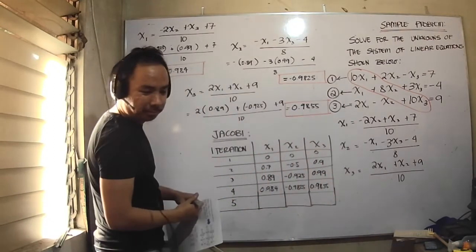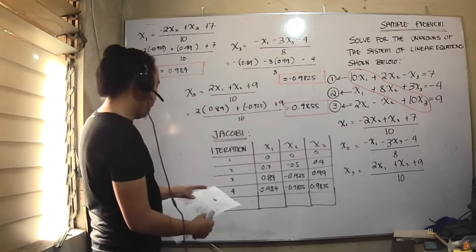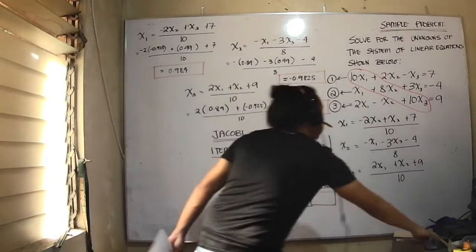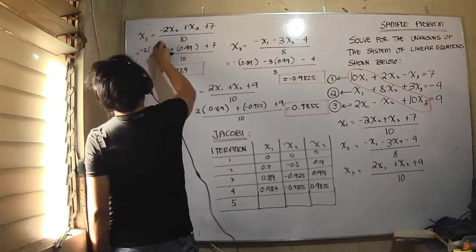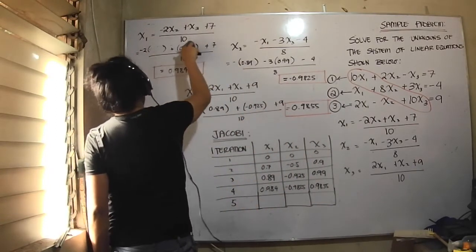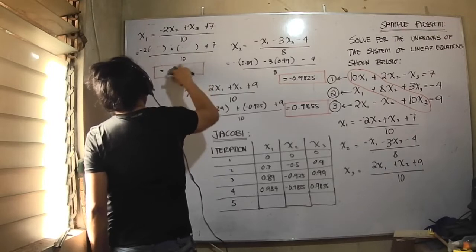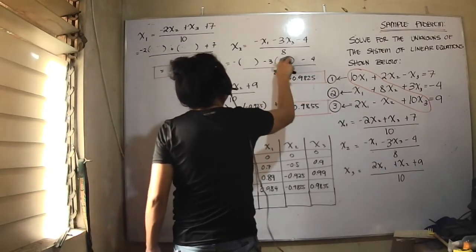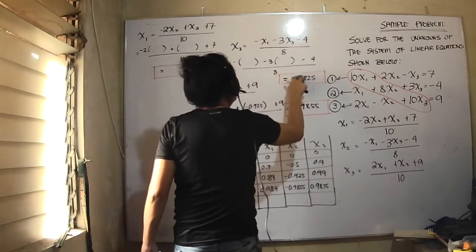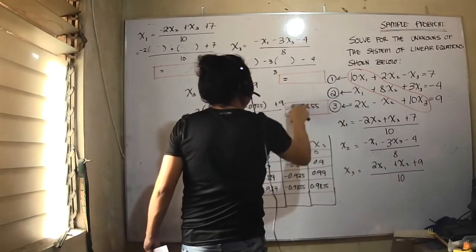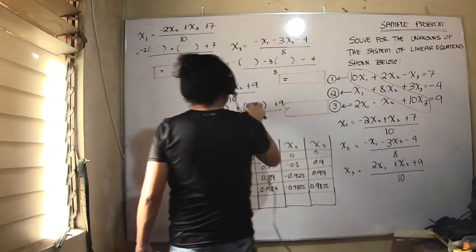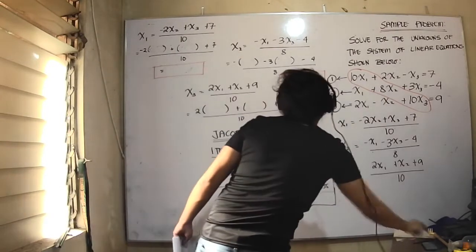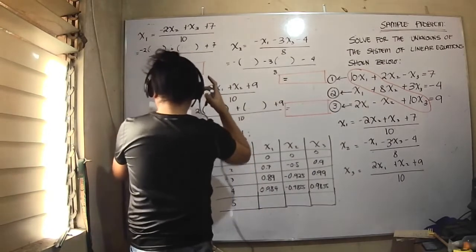Let's continue with just one more. Number five, the fifth iteration. Let's continue on with the fifth iteration. Let's see where we will go.